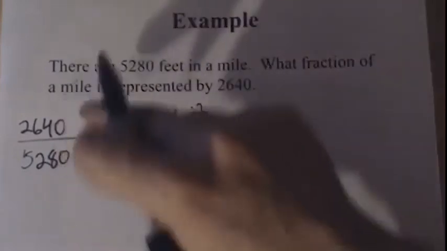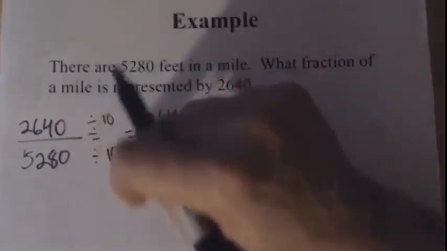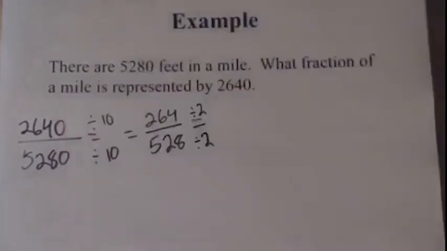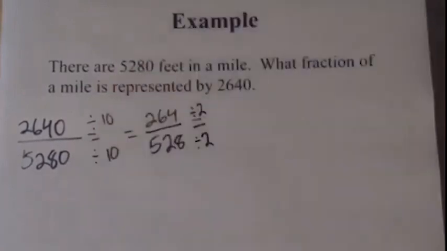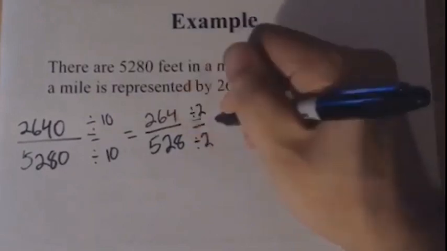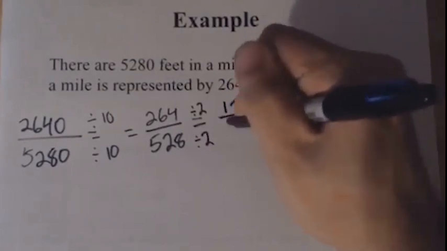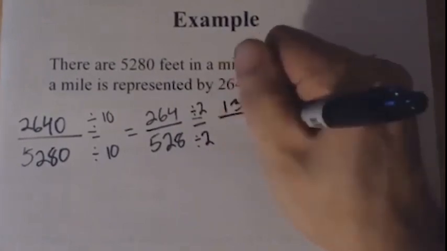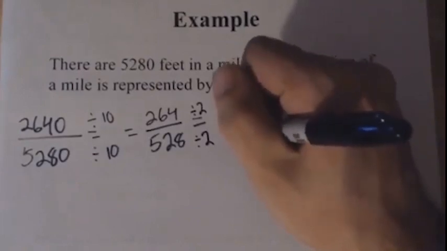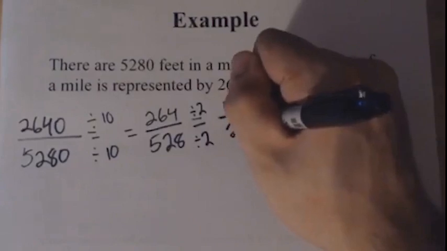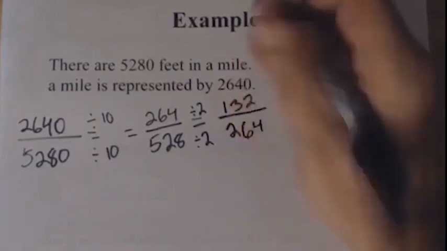Now notice, I'm not dividing everything by 10. I'm dividing the top by 10 and the bottom by 10. 10 over 10 is 1. I'm dividing by 1, which means I'm not changing anything. So make sure you don't write divided by 10 without writing it in both places. So if we divide top and bottom by 2, we're going to get 132 over 264.